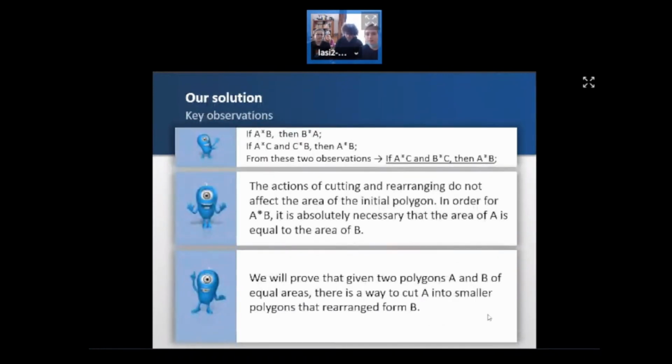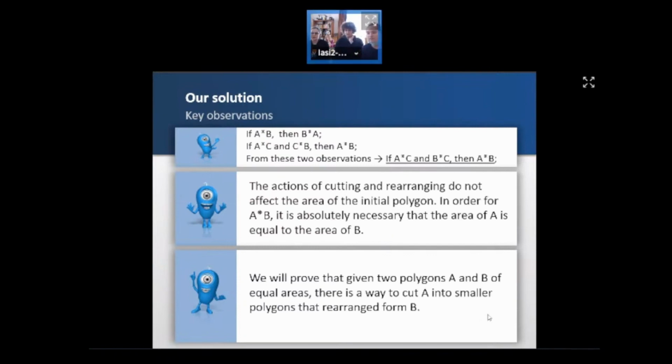Okay, so here are some key observations. If A can be transformed into B, then B can also be transformed into A. If A can be transformed into C and C can be transformed into B, then A can be transformed into B. And from these two, we get that if A can be transformed into C and B can be transformed into C, then A can be transformed into B, and we will use this later on.